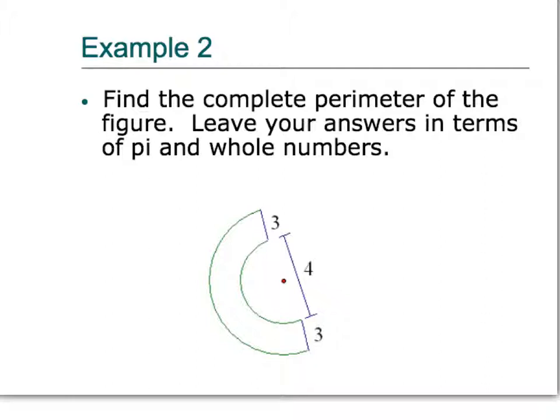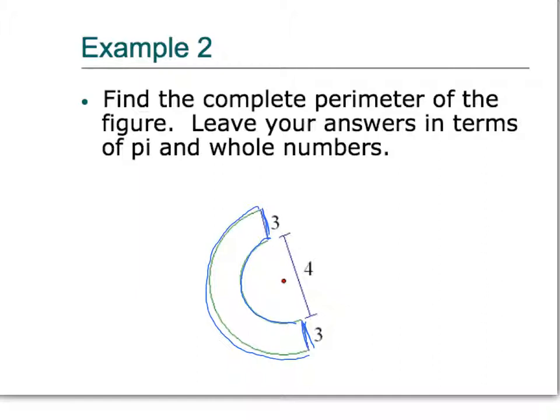Ooh, look at this one. Find the complete perimeter of the figure. Leave your answers in terms of pi and whole numbers. So far, all I know is that this segment here is 3 and this is 3. I still need to find this, and I need to find the length of this. Then I'll have my complete figure.